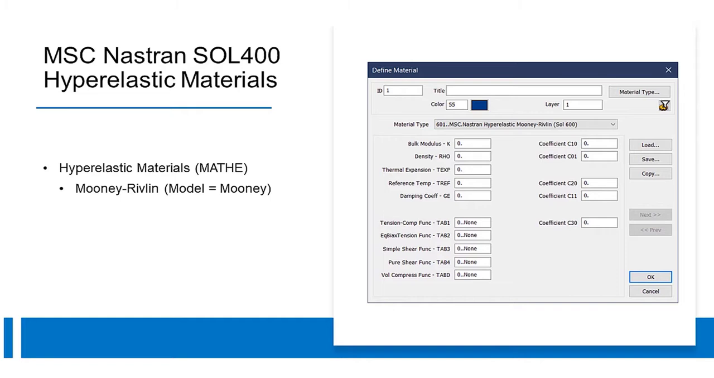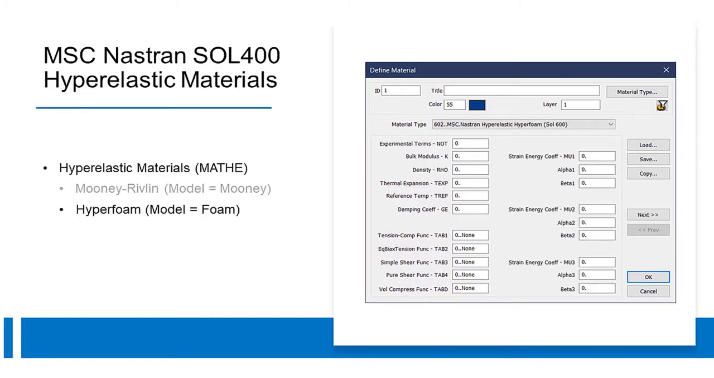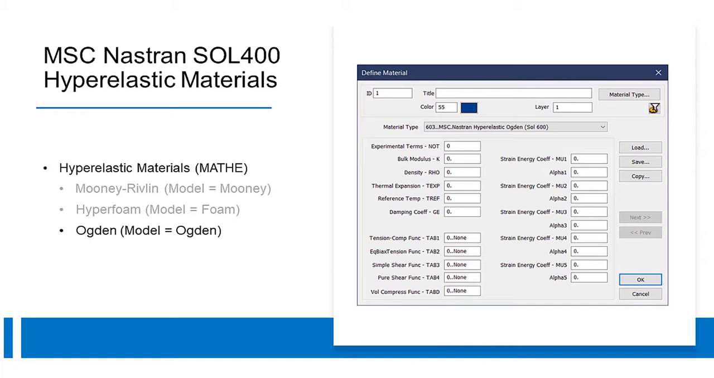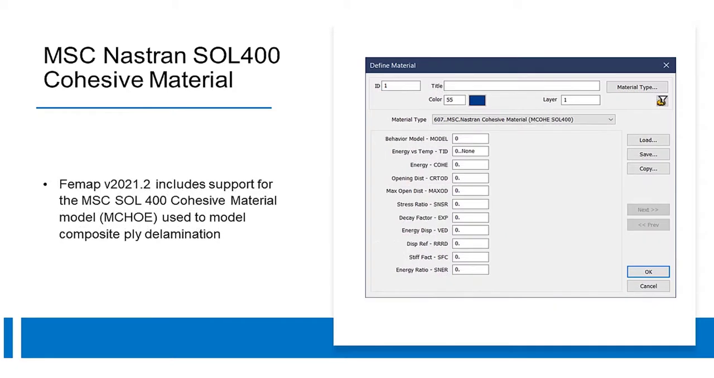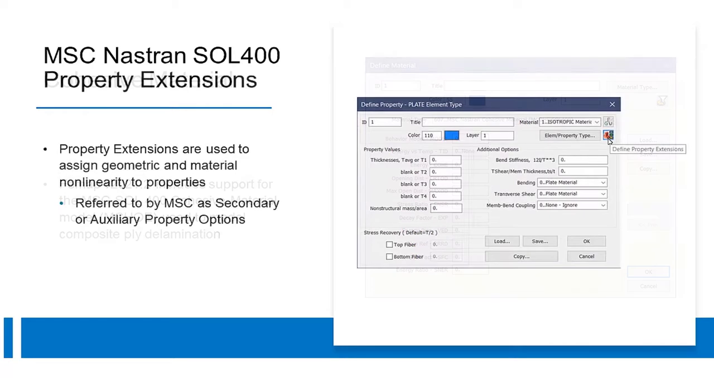Femap supports the following Solution 400 hyperelastic materials under the other material types: Mooney-Rivlin, Hyperfoam, Ogden, and Arruda-Boyce. Femap version 2021.1 has also added support for the Solution 400 cohesive material used to model composite ply delamination using cohesive elements.